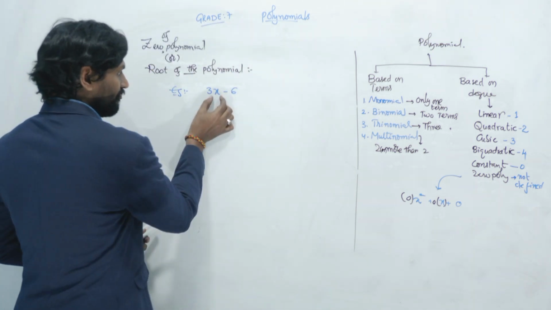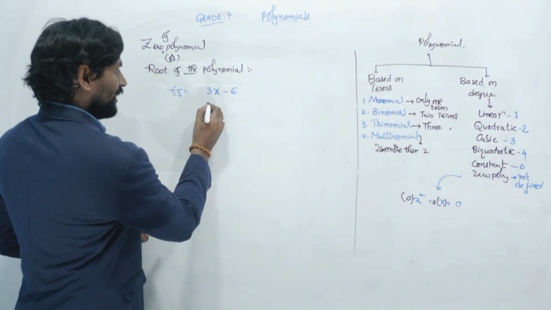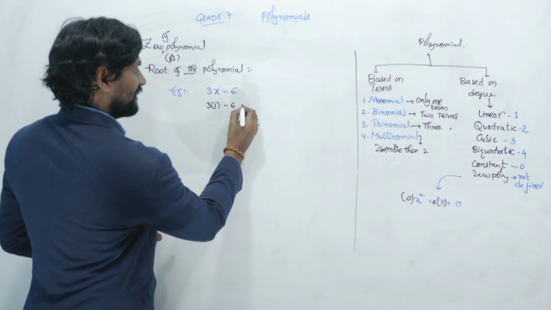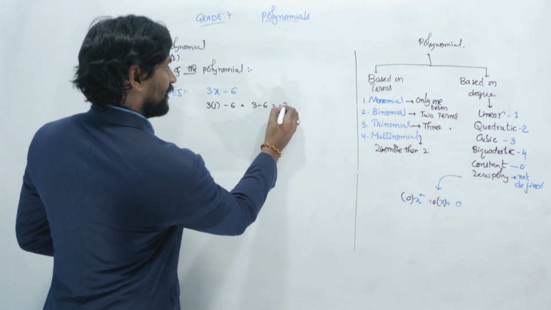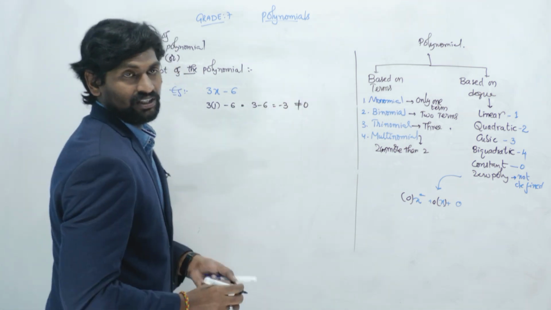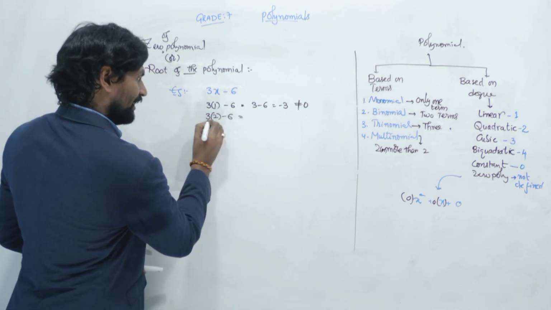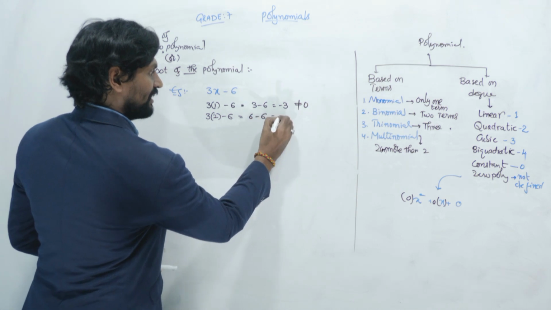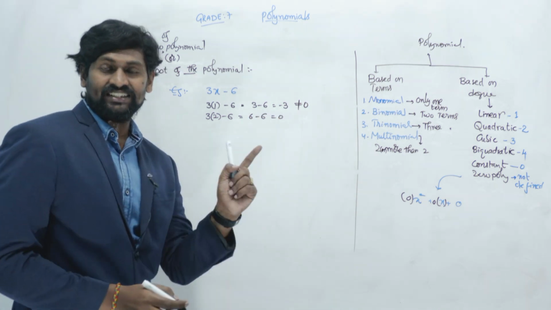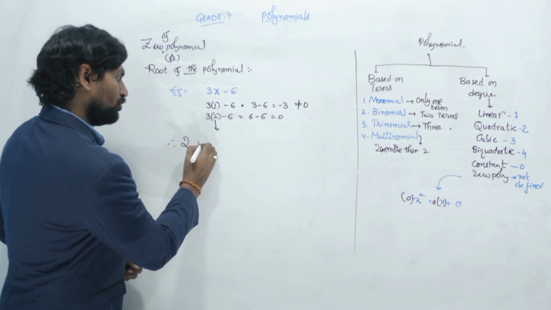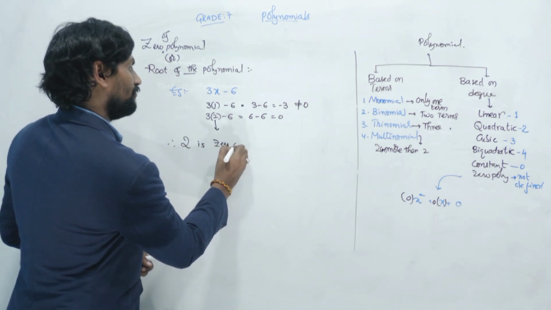Now, in the place of variable x, if I write 1, 3 ones are 3, 3 minus 6 is minus 3, which is not equal to 0. Now, in the place of x, if I take 2, 3 twos are 6, 6 minus 6 is 0. So I got the answer 0 when I substituted 2. Therefore, 2 is called a zero of the polynomial.